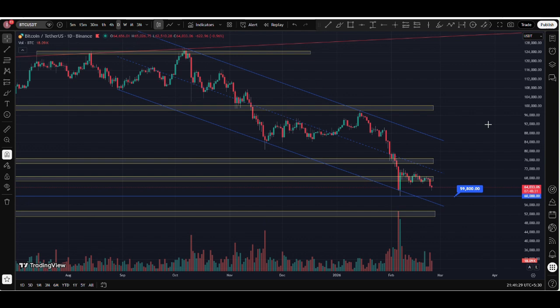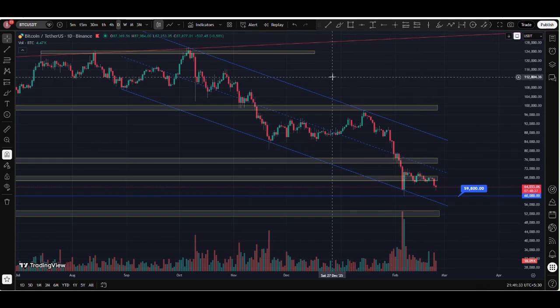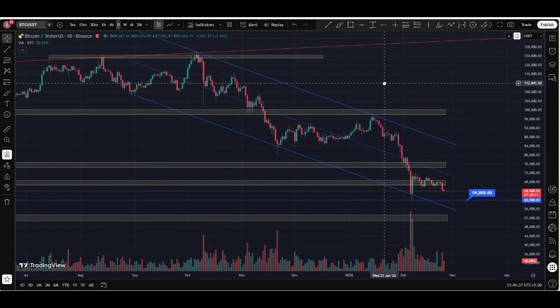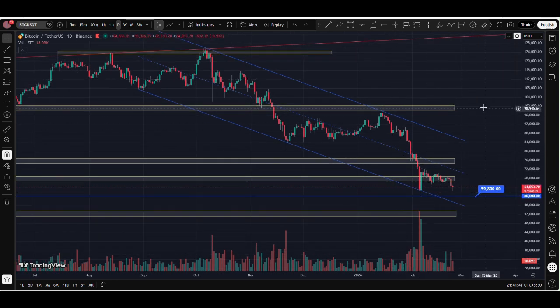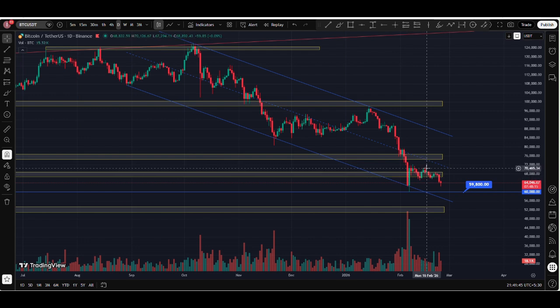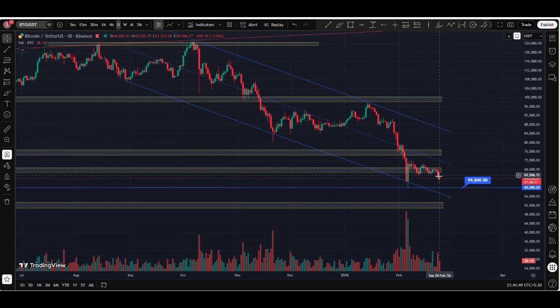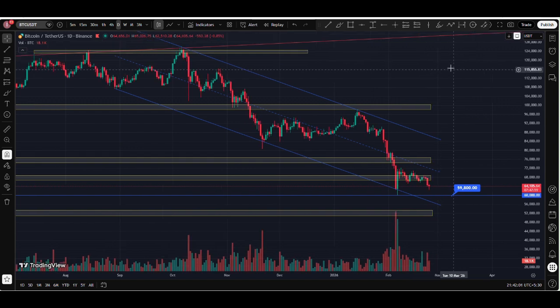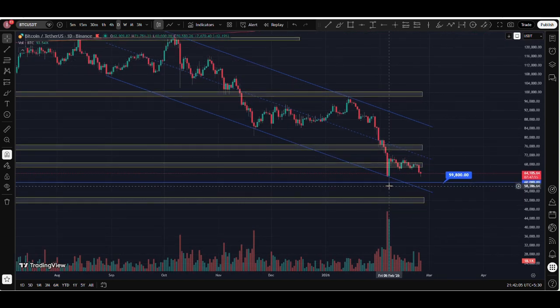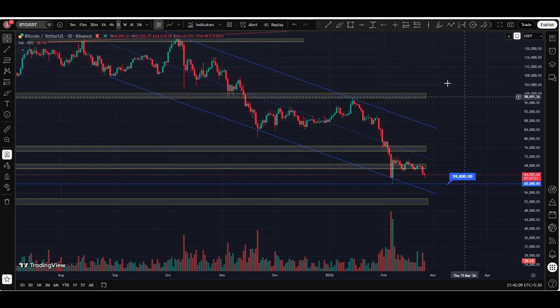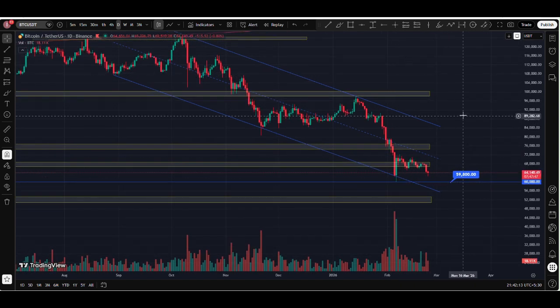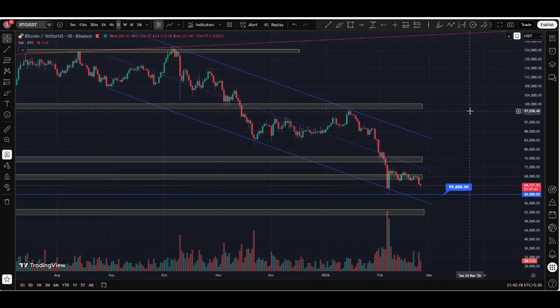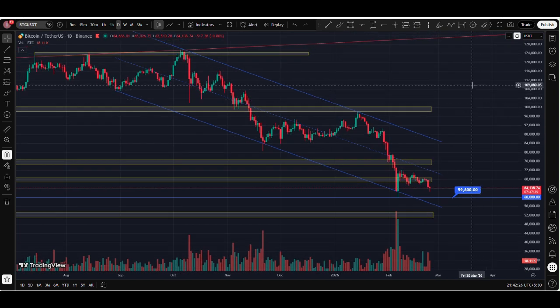So you can see Bitcoin is going in the parallel channel. Now the market created a bull flag, but the bull flag is not invalidated yet. So actually the market can reach the 60,000 level. The market can touch this area, and the market may go in an upward trend.